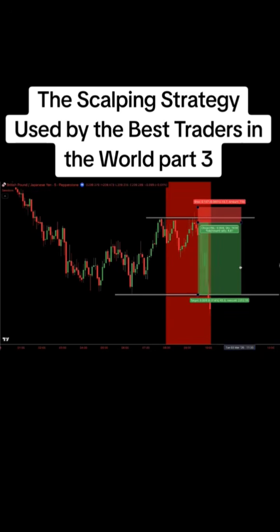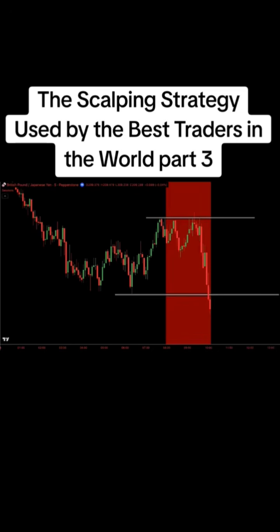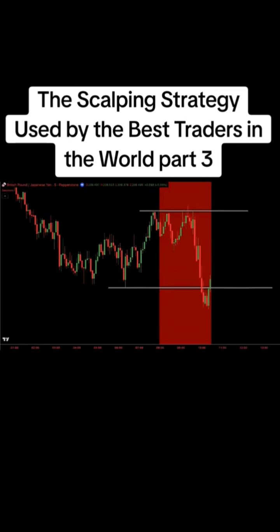But now pay attention carefully. Look at what happens next. The market breaks below the most recent swing low, which acts as a support level. But instead of continuing downward, price suddenly reverses and closes back above the level.